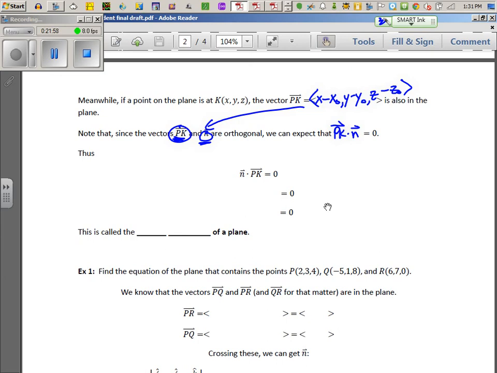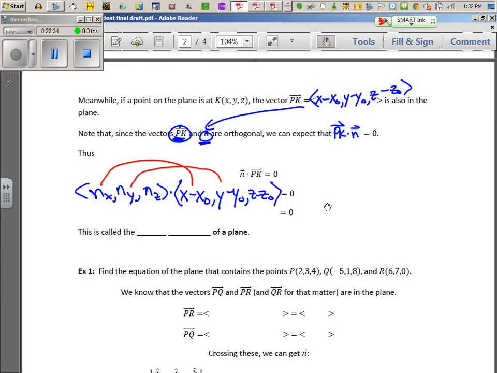Since we know that a normal vector dotted with any vector in the plane is 0, we know that n_x, n_y, n_z, remember I was too lazy to write out the long version of that, dotted with x minus x naught, y minus y naught, z minus z naught, should be 0. So we have n sub x, n sub y, n sub z, dotted with x minus x naught, y minus y naught, z minus z naught. When you do the dot product, you multiply these together, you multiply these together, you multiply these together, and you just add them up. So here's the answer.